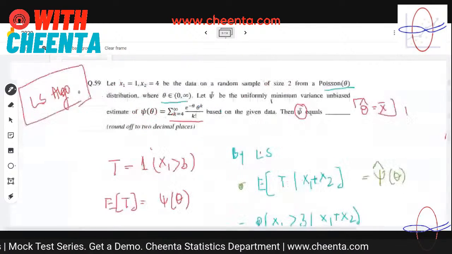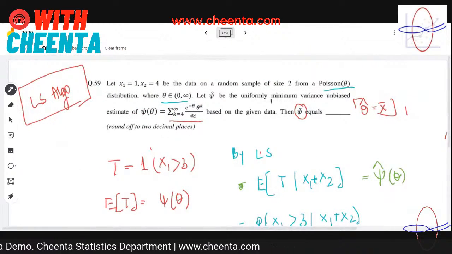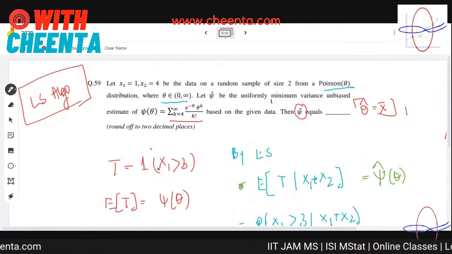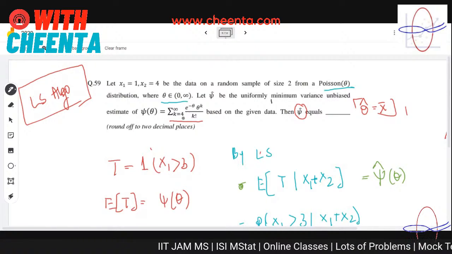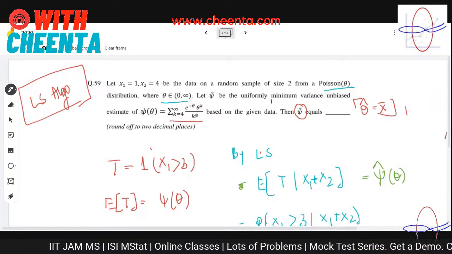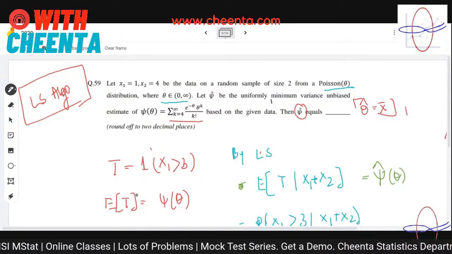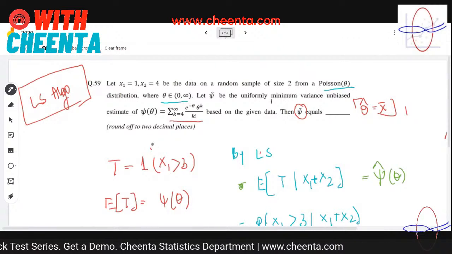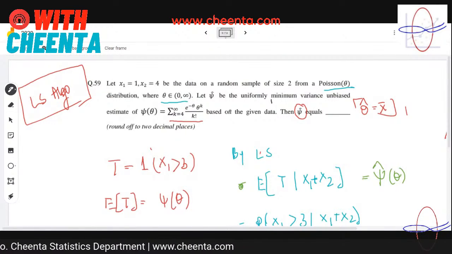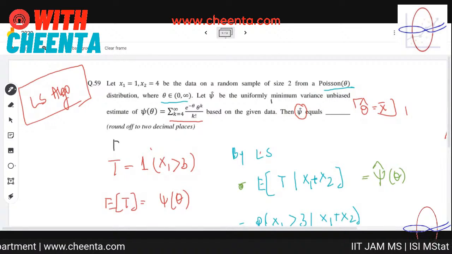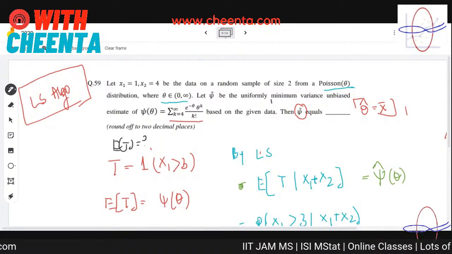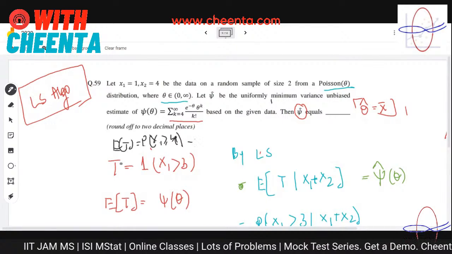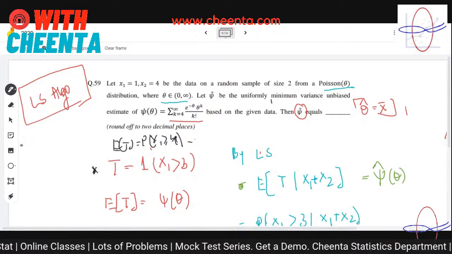When you use Lehmann-Scheffé, the first step is to find an unbiased estimator. The unbiased estimator here is the indicator that X1 is greater than 3, which means the sum of the probabilities from 4 to infinity. The expectation of an indicator random variable is the probability of that event. So the indicator of X1 greater than or equal to 4 has expectation probability X1 greater than or equal to 4, which gives psi of theta. This is the first step, the unbiased estimator step.